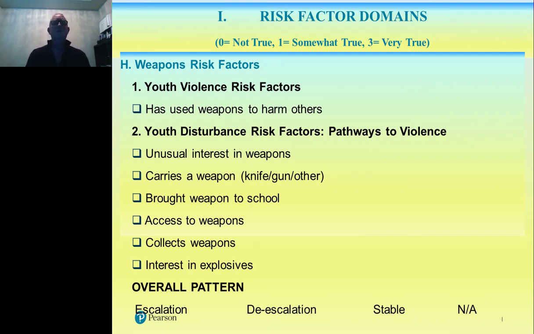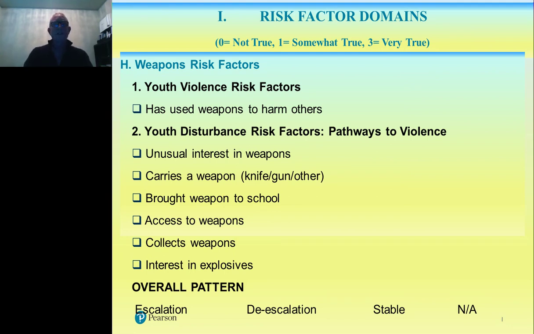But clearly, if they're using weapons, like knives or guns or bats or whatever, to harm other people, that's going to be a clear risk factor. But then pathways to violence include an obsession or unusual interest in weapons at a young age. They may carry a weapon such as a knife, gun, billy club, or brass knuckles on their body or in their bag, and they brought these to school. And they have ongoing access to weapons, whether through family or peers. And do they have an obsessive collection of weapons, much like Kip Kinkel had? He had such a variety of automatic weapons that by the time he wanted to use them, he had quite an arsenal at his disposal. And then interest in explosives and blowing things up, which is one of those pathways.